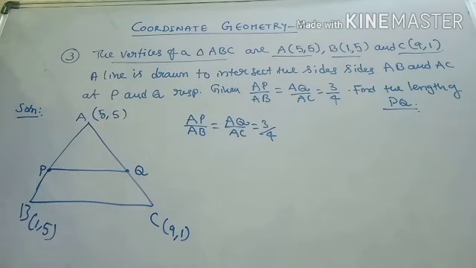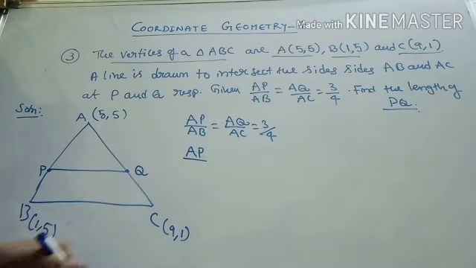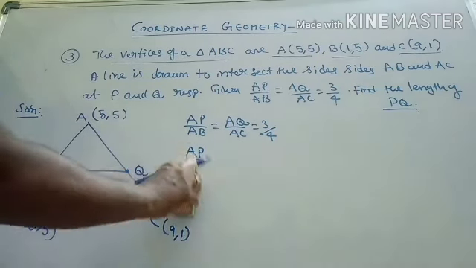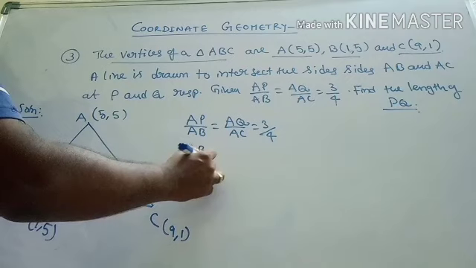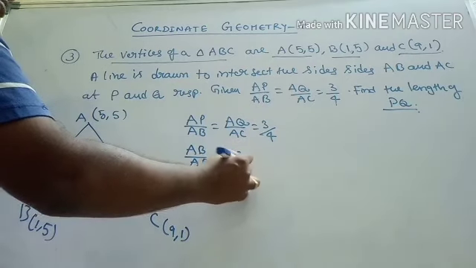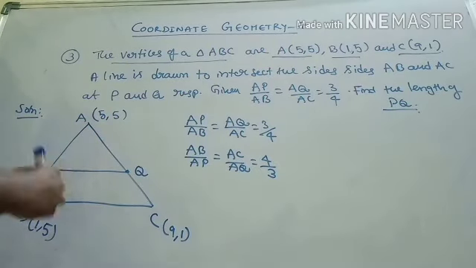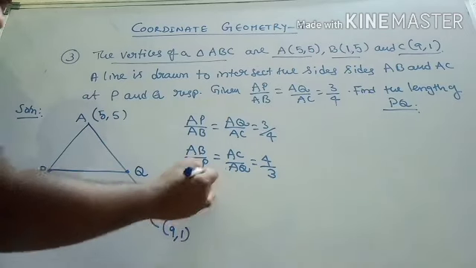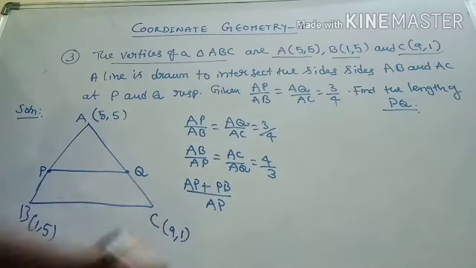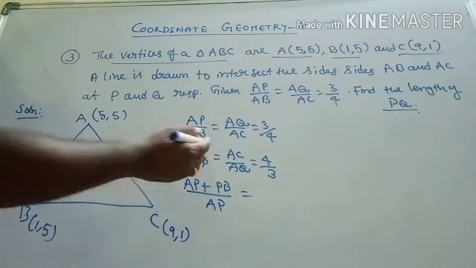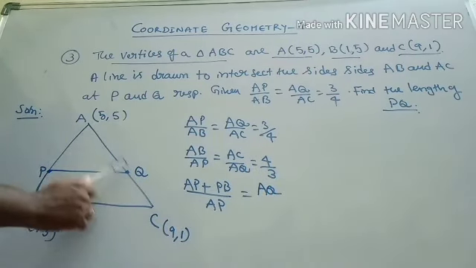They have given AP by AB. We can write this as AB by AP, which is equal to AC by AQ. If you take the reciprocal, that is nothing but 4 by 3. And AB, we can write as AP plus PB, so (AP plus PB) by AP is equal to this. And one more thing, AC can also be written as AQ plus QC, because AC is formed by AQ plus QC.